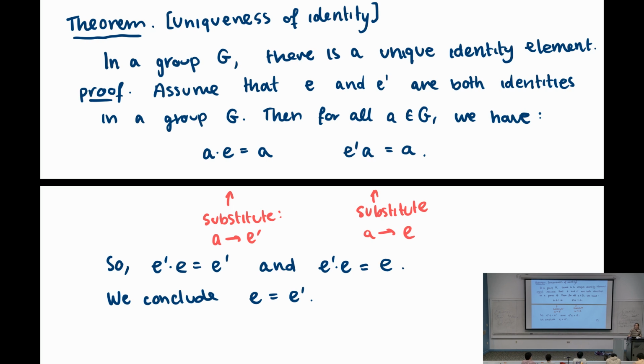Okay, are there any questions about this one? Yeah. Okay, yeah, so we know that this equation is true for any element a in the group G. So in particular, it's also true for the element e prime. And then same for this equation. Are there other questions?